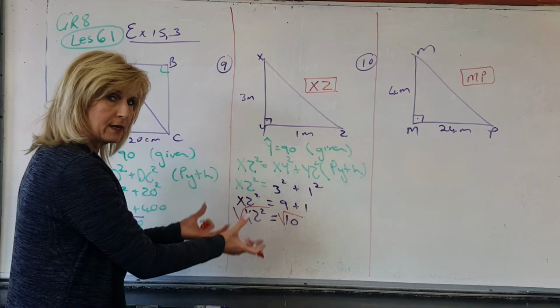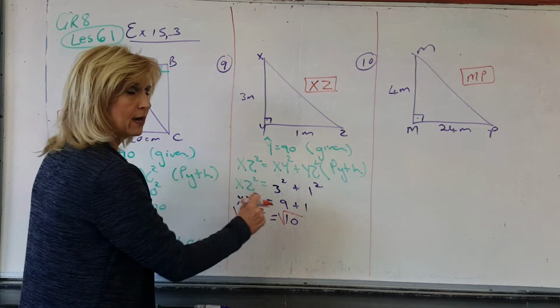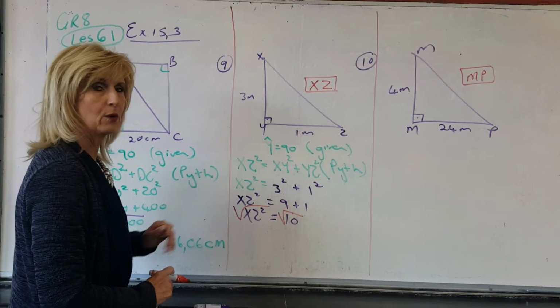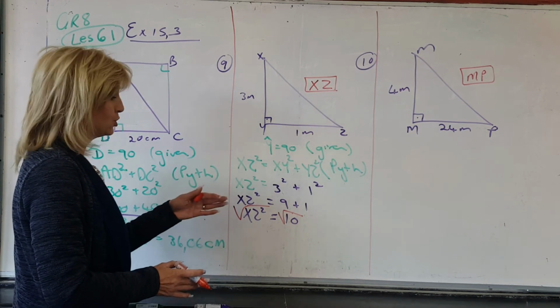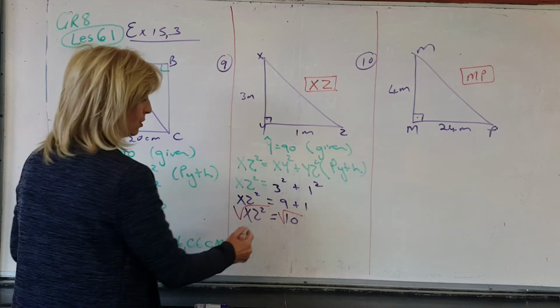Alles wat jy in vergelykings geleer het, gaan nog steeds hier van toepassing wees. So as jy links vierkantswortel, moet jy regs vierkantswortel. As jy links kwadreer, moet jy regs kwadreer. What you do on the left, you do on the right. If you want to square left, you square right. If you have a square root on the left, you have a square root on the right.